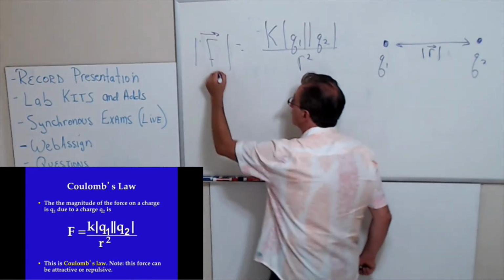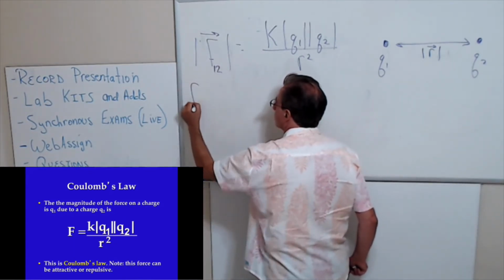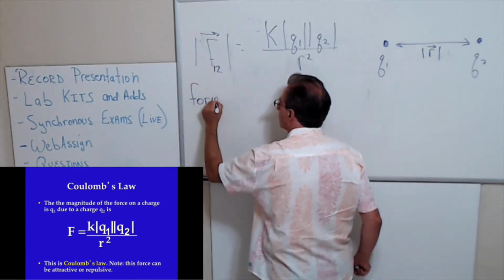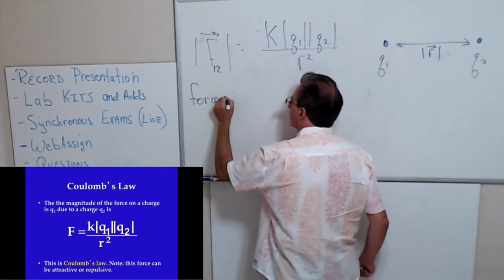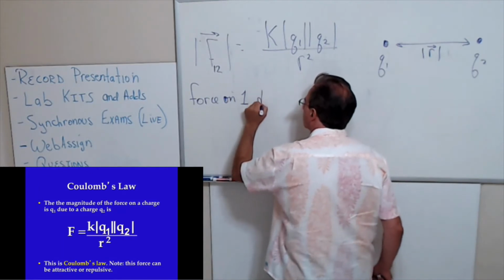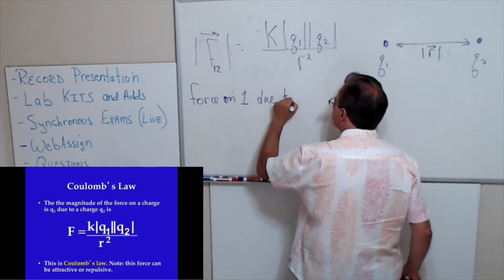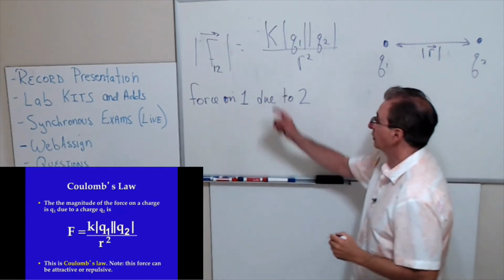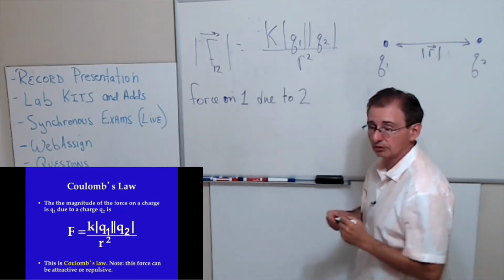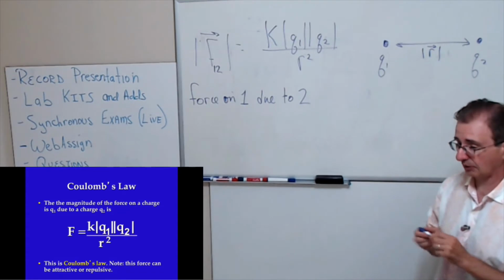I'll label it 1, 2. Force on 1 due to 2. If I write it as F12, that is a force on 1 due to 2. That's the convention I will use.